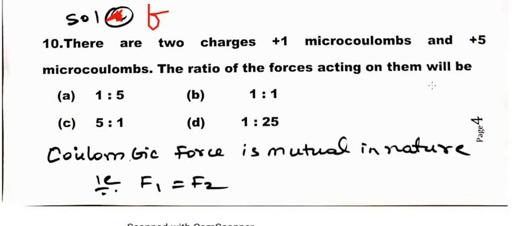The Coulombic force is mutual in nature. So when you say the force between Q1 and Q2, the force acting on Q1 will be the same as the force acting on Q2, but in opposite directions. That is why we say that Coulombic force obeys Newton's third law. That means both the charges experience the same force. So the ratio of the forces acting between the two charges would be 1:1. So it should be choice B.